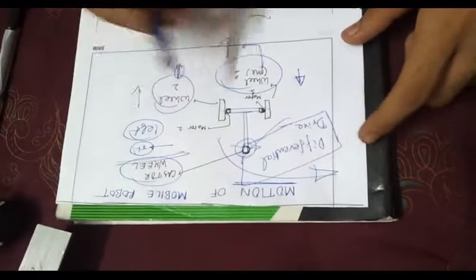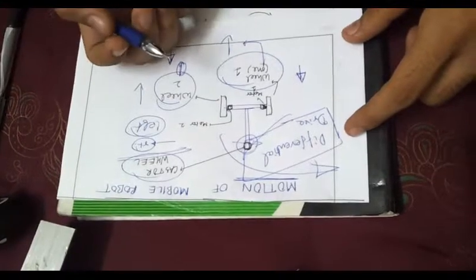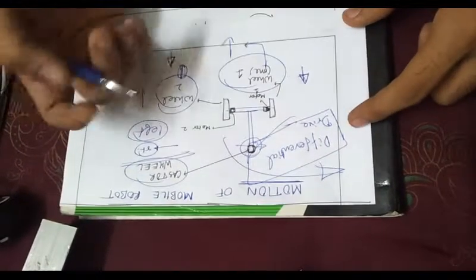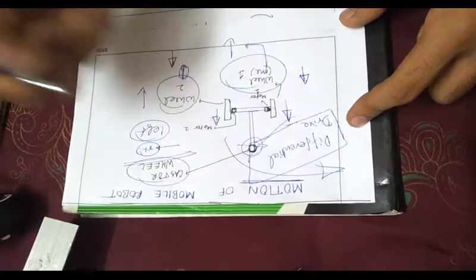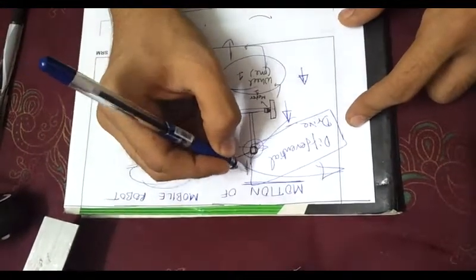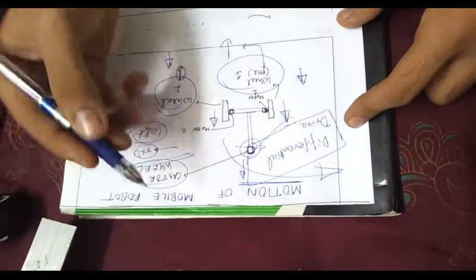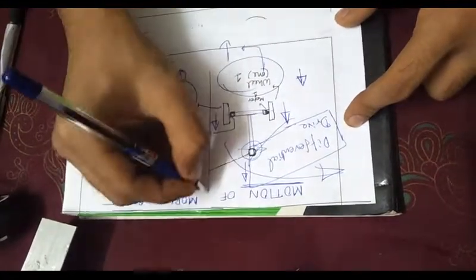Now if the robot wants to move in the forward direction, both the signals are given high for the motors, and both the motors will be moving in the forward direction, and the caster will also align itself to the forward direction. So all the three forces act in the same direction and the robot moves in the forward direction basically.